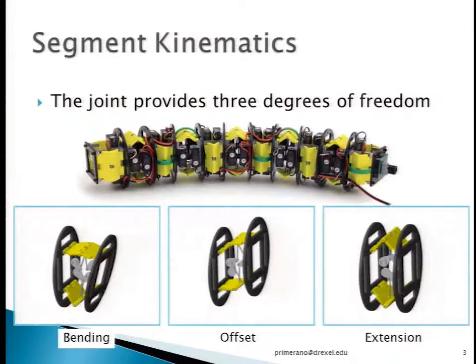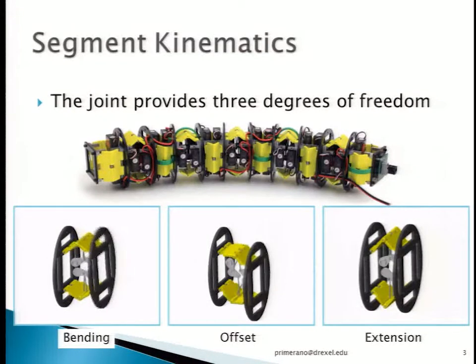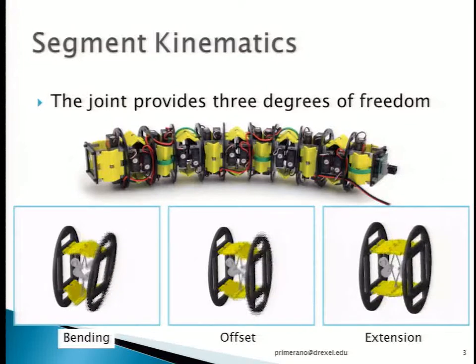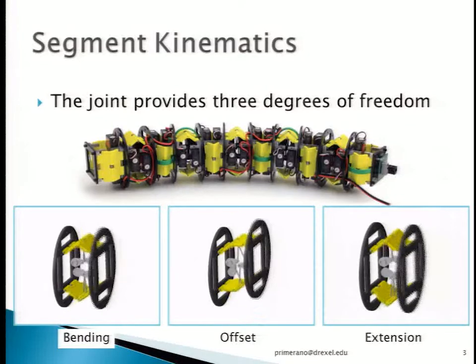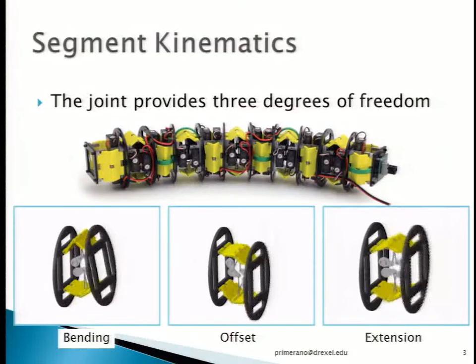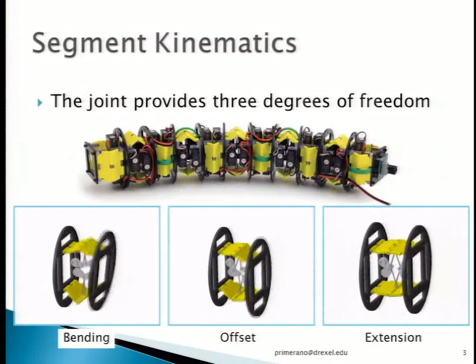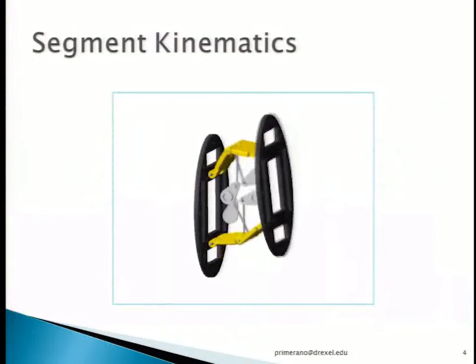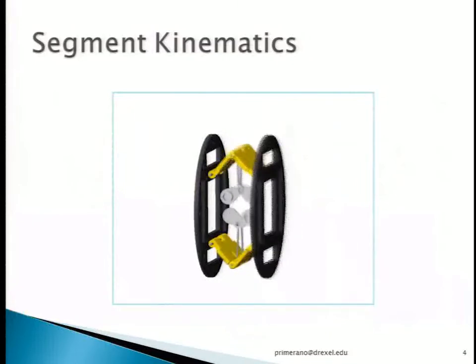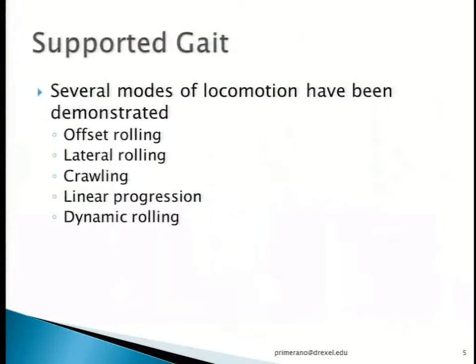In addition to the traditional bending mode that you would get in a 1-DOF coupling, we also achieve what we call offset or lateral shifting and this extension-contraction type of motion, which allows the robot to extend and contract like an accordion. Naturally, we can combine these modes into arbitrarily complex behaviors. We've demonstrated a handful of gaits on this robot, including some that you'll see in the literature, such as lateral rolling and linear progression, but we've also demonstrated a few new ones. Offset rolling, crawling, and dynamic rolling have been demonstrated on this robot.